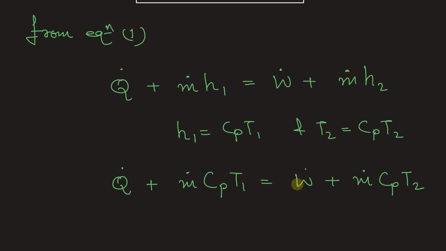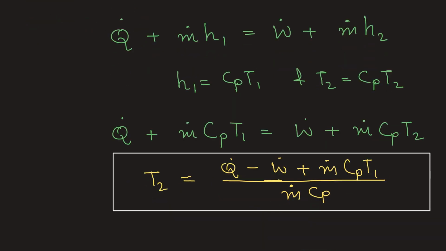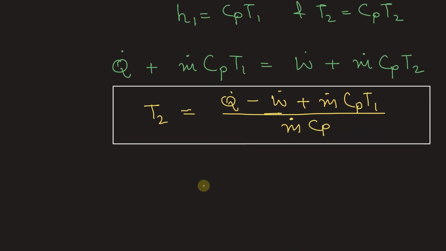Now from this energy equation, we need to find the value of T2, right? So T2 will be equal to Q dot minus W dot plus m dot Cp T1, divided by m dot Cp. So this is the expression for T2 that we need to find. Now we can just directly substitute the values here.